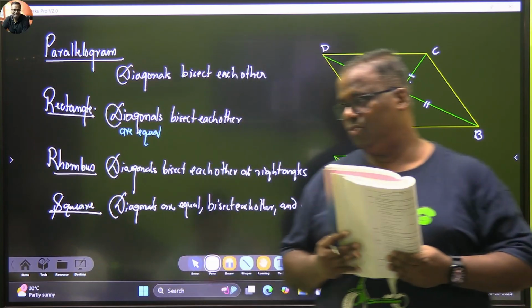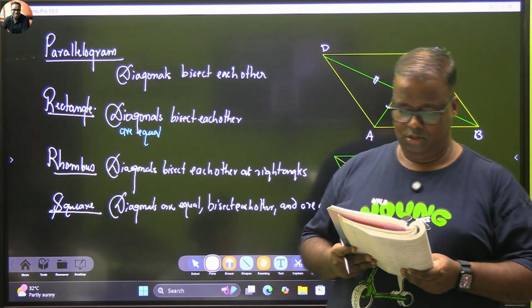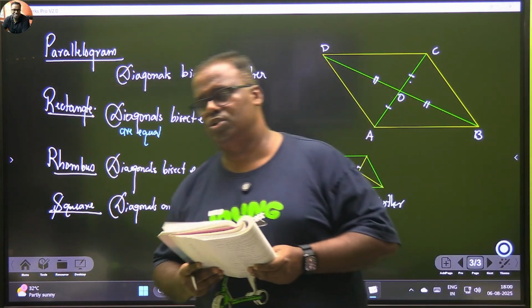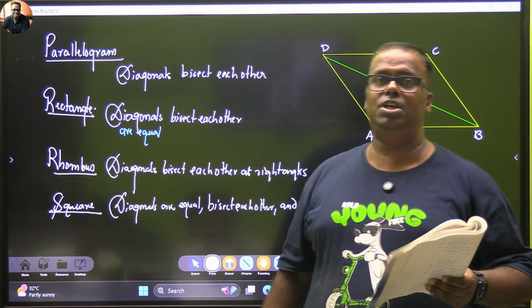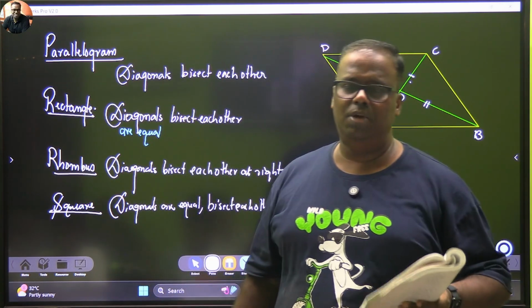So shall we start with 16A? Can you do it on your own? No, don't do it bottom up. Start 1, 2, 3, 4. Go by 1, 2, 3, 4. 16B is your homework. 16B is an MCQ type question.